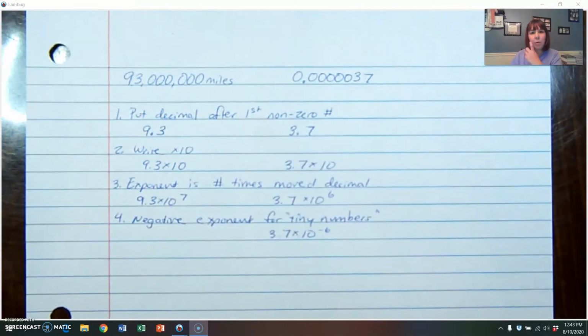Okay, so that's a real quick primer on scientific notation. Again, you've probably done this before, but just kind of a refresher because we will be using very, very big numbers and very small numbers in physics. So I wanted to make sure we all got it.